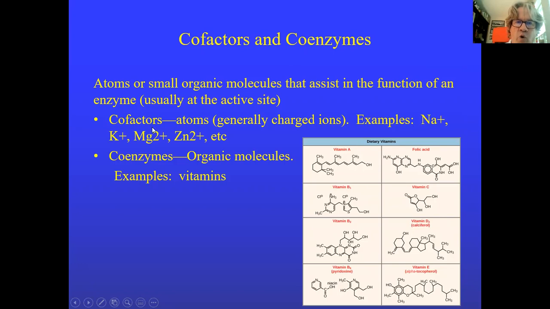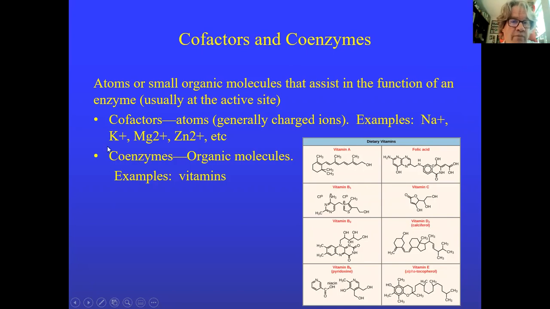So these are required. And this is partly why you need all these ions in your diet. You need a certain number of minerals. These are all minerals, and that's why they're important. You can't do without zinc, for example. You need zinc in your diet somewhere. If you don't have zinc, a lot of your enzymes won't function properly. Same with magnesium and manganese and all sorts of different things.